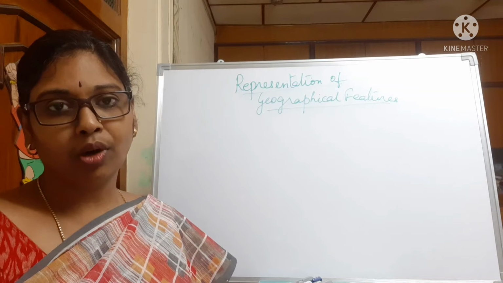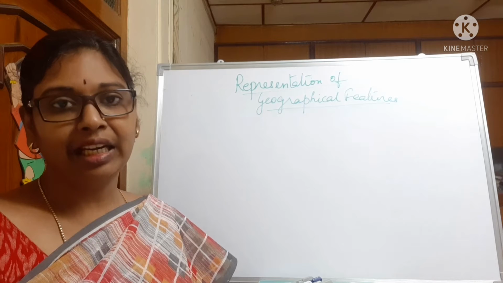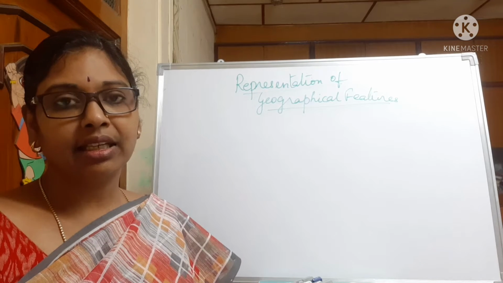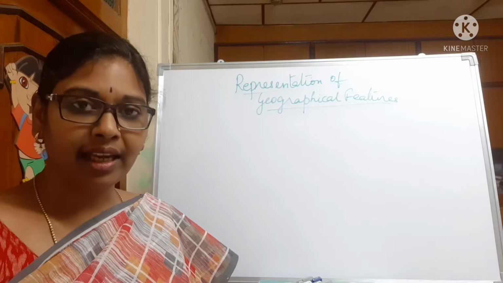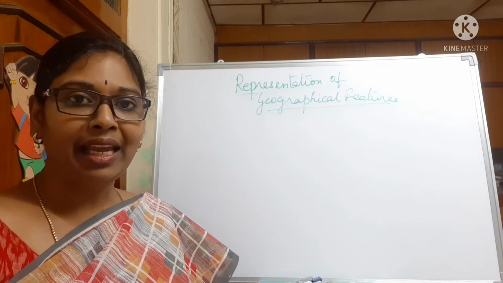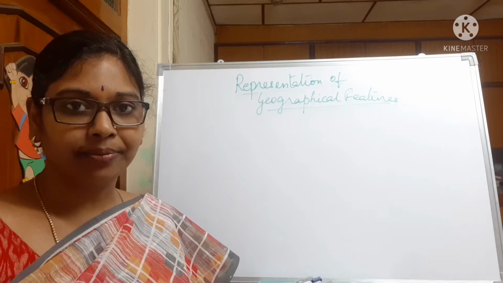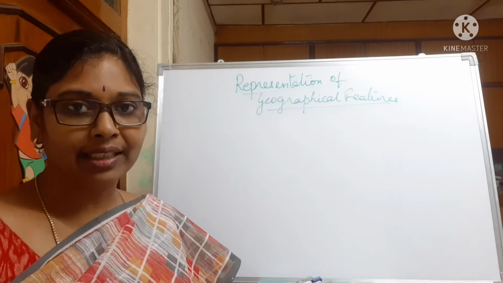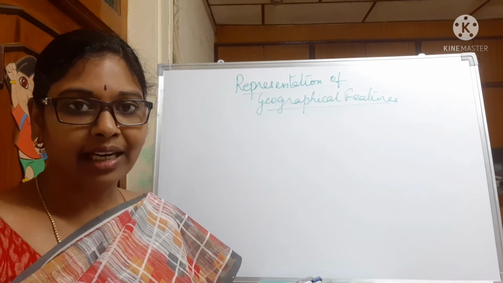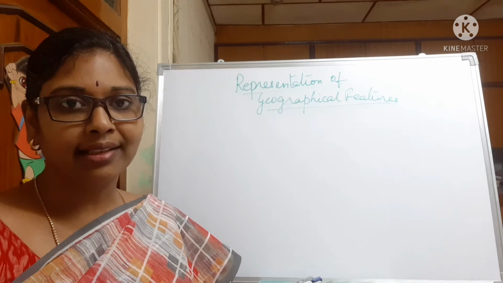Now, the first thing we are going to see is relief. Relief means type of landform. It may be any landform like hills, plateaus, plains, mountains, etc. Now these are represented with the help of contour lines. The landforms are represented with the help of contour lines.